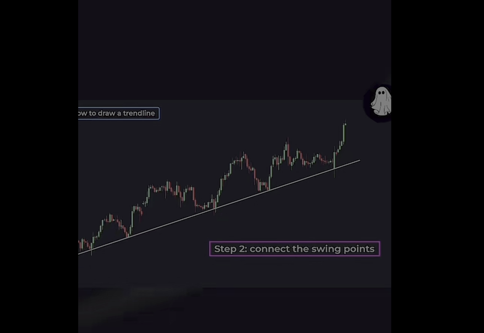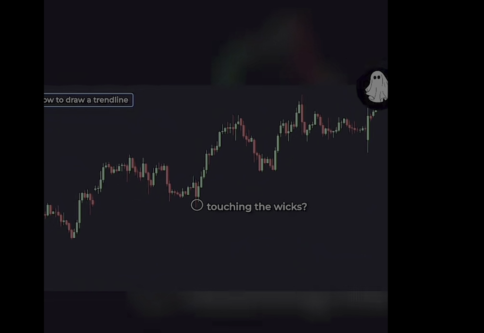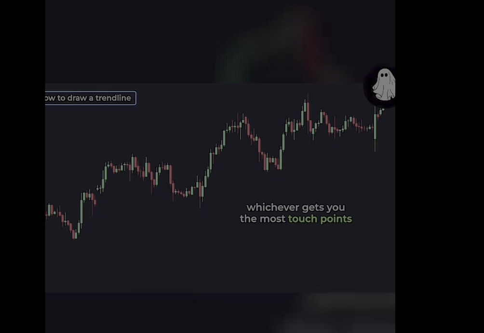So that's going to be your trend line. Now, a common question people ask when drawing a trend line is, should I draw them touching the wicks of the candles? Or should I draw them touching the bodies of the candles? The answer is, whichever gets you the most touch points.